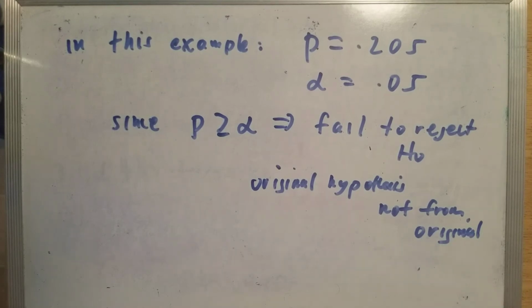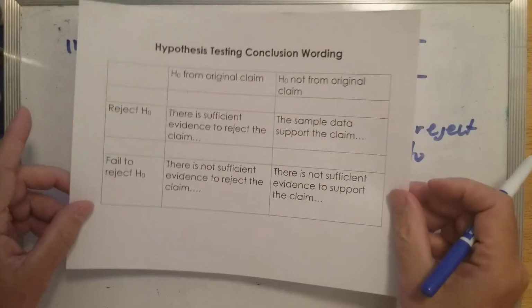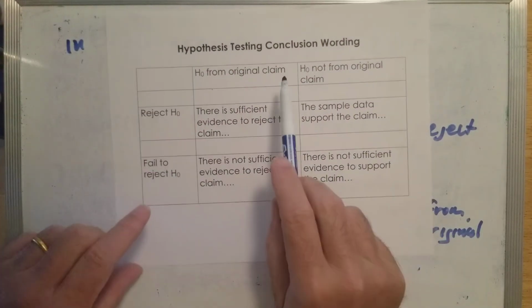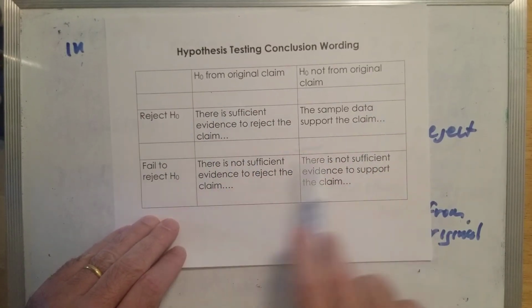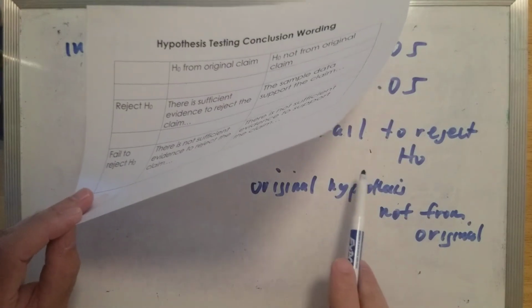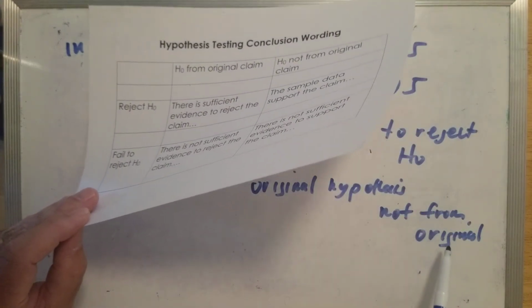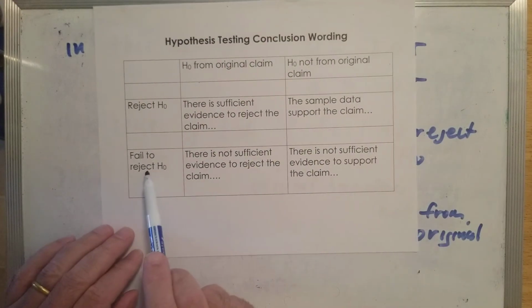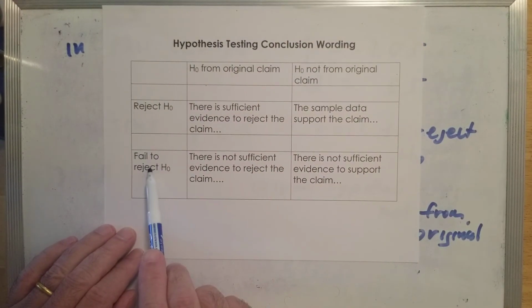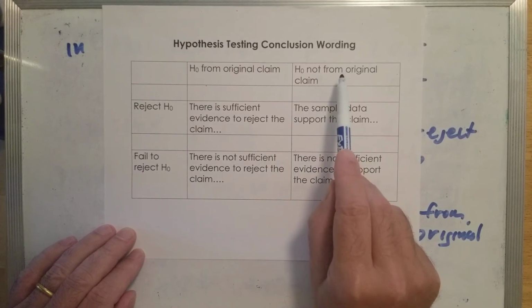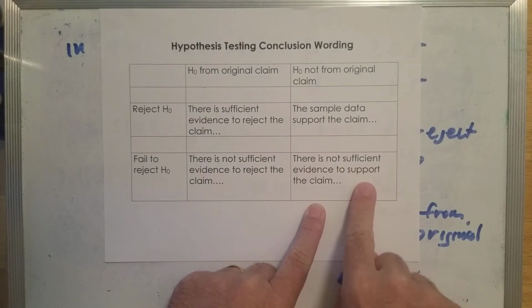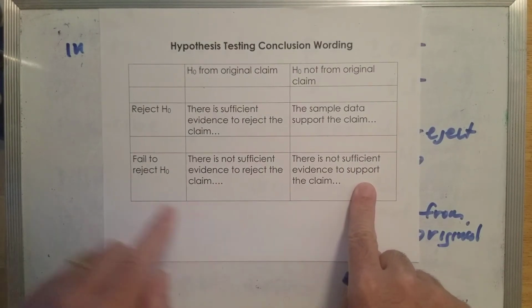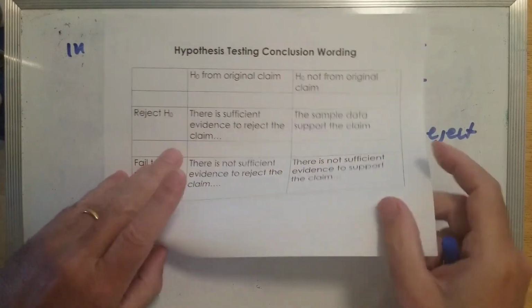And I have another chart that I posted in Canvas that you should have handy, and this is called the hypothesis testing conclusion wording. And there are 4 entries here. So in this example, we fail to reject, not from original. So I'm going to look in the row that says fail to reject, and the column that says not from original. And this is the wording for the conclusion. There is not sufficient evidence to support the claim. So that's my final answer.